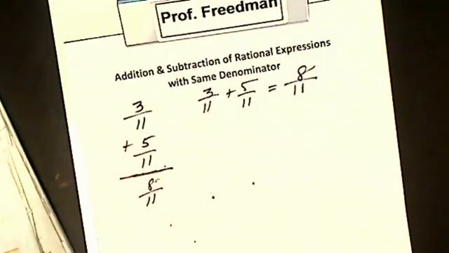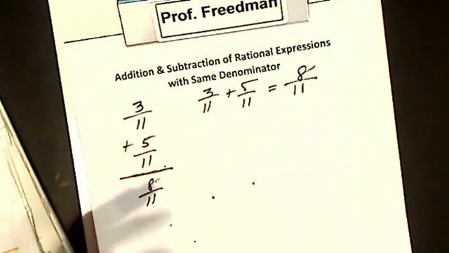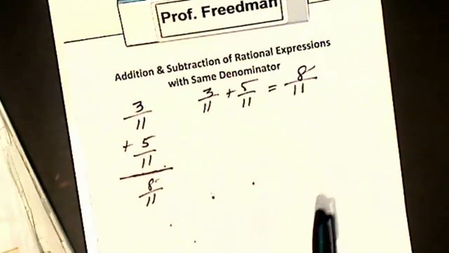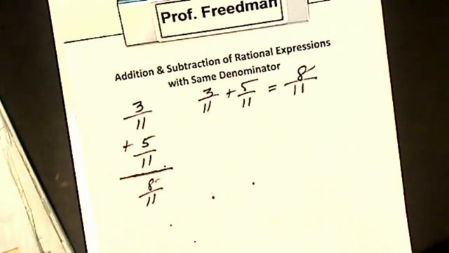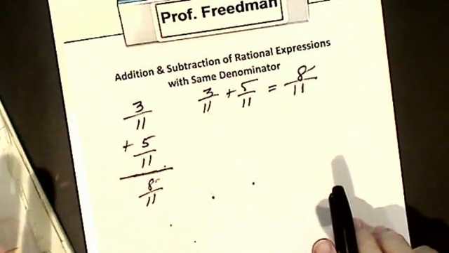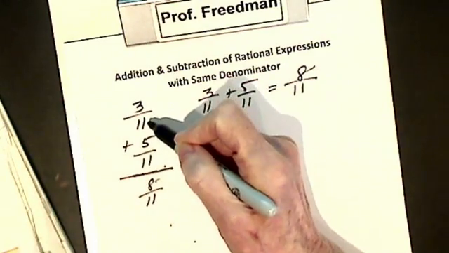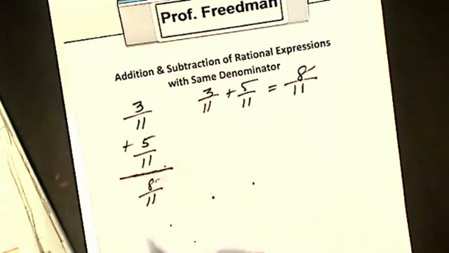Now we're going to add and subtract rational expressions. So we're going to add and subtract fractions with the same denominator. This is not the hardest part of the course, just the next lesson is. But if you can handle this, you're going to be okay. In regular fractions, we add them like this: 3/11 plus 5/11.